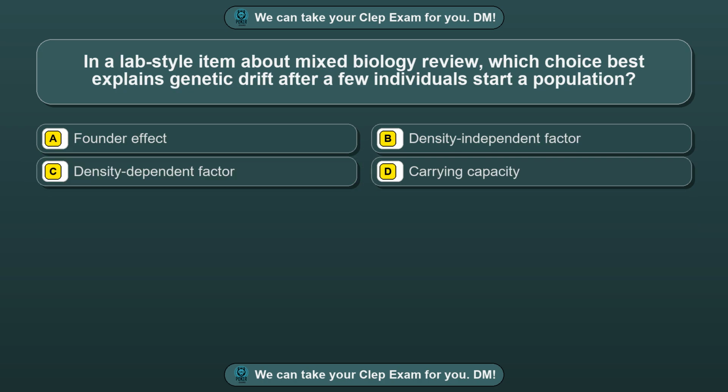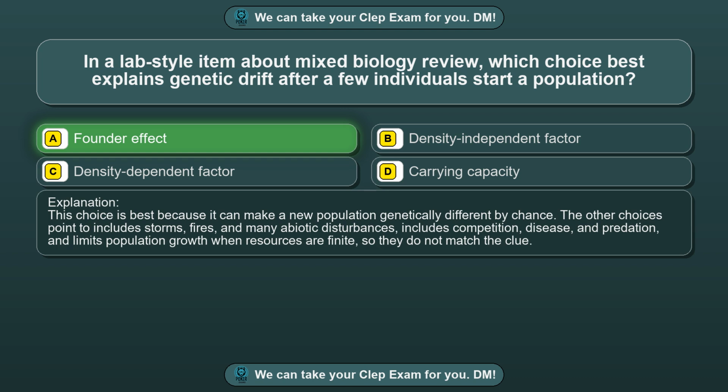Question 12. In a lab-style item about mixed biology review, which choice best explains genetic drift after a few individuals start a population? Option A, founder effect. Option B, density-independent factor. Option C, density-dependent factor. Option D, carrying capacity. The correct answer is option A, founder effect.